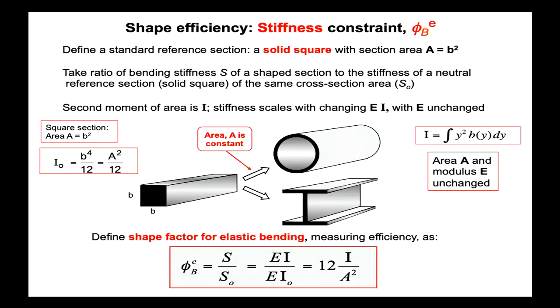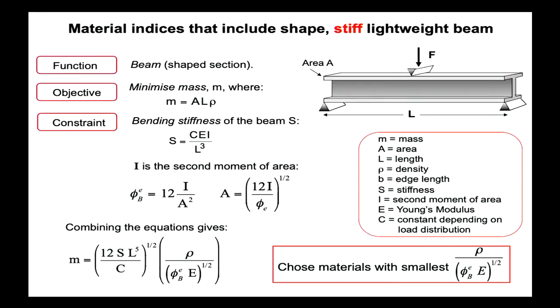We're looking at this shape factor for elastic bending, and we've got the stiffness via stiffness naught for the square, I versus I naught, same E, and we're getting to another function, one of these nice little functions, nice and general. So phi_B^e is going to be 12 times I on A squared. So that's a starting point.